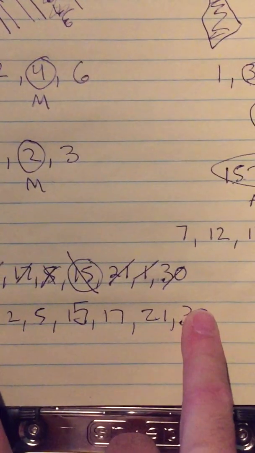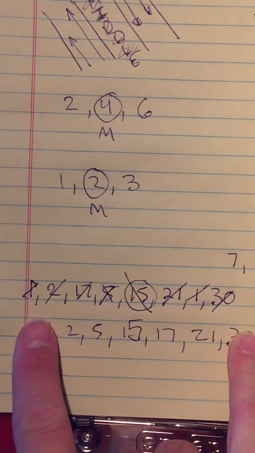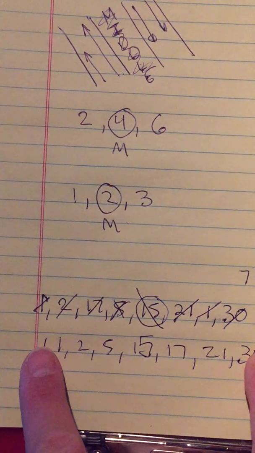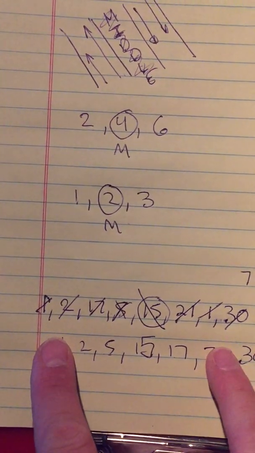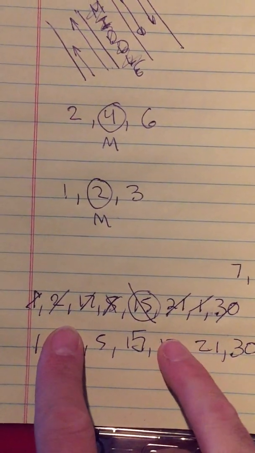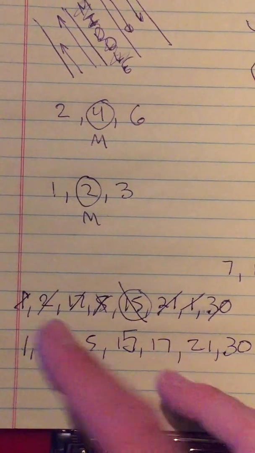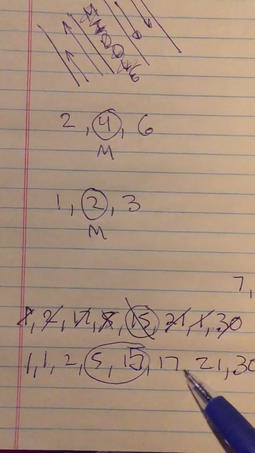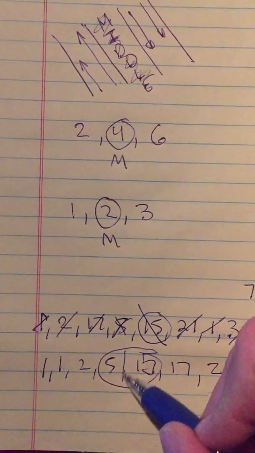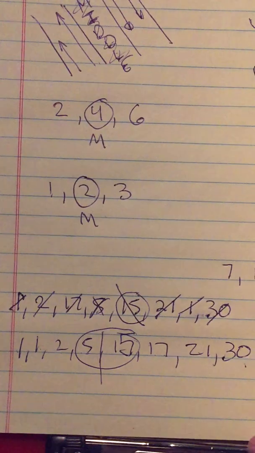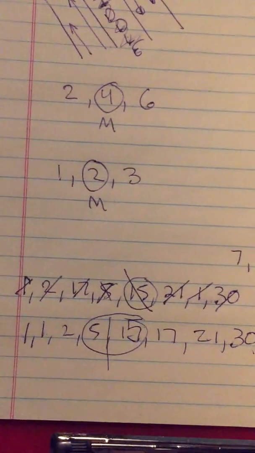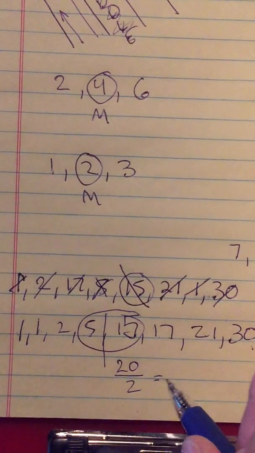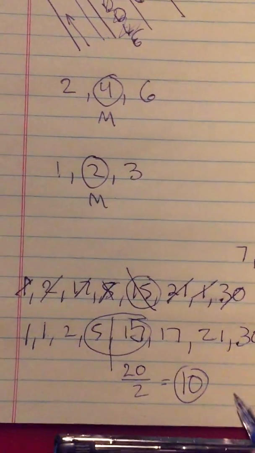I cover up the outside numbers, and I move in one at a time. Okay, so I've got a 1 and a 30, a 1 and a 21, a 2 and a 17, and I've got a tie in the middle like we talked about a moment ago. Let me see, 1, 2, 3 numbers, 1, 2, 3 numbers, yep, and I've got a tie. So I need to find the halfway point between 5 and 15. So I can add them together, which would be 20, and divide it by 2. So my mean is going to be 10.